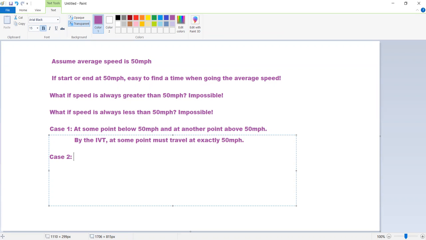The second case is essentially mathematics that you always have: inclusive, exclusive. You must cover every possibility. There can't be anything left over. So one case is that at some point we're below 50 and at another point we're above 50. What's the other case?